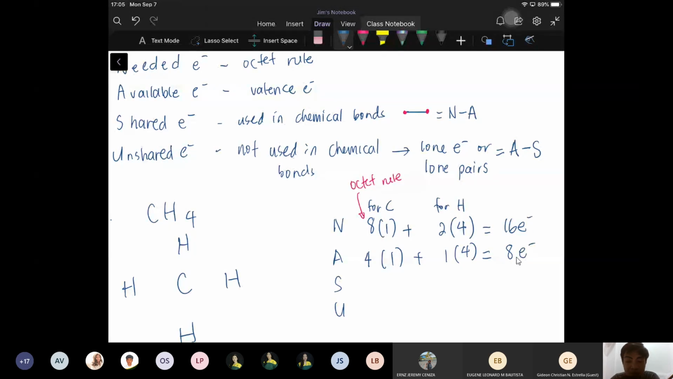Okay, so available electrons, we have 8 electrons now. Itatabi mo muna yan, sasave mo lang yan sa gilid. Okay, so sir, kailan na tayo pwede mag-draw ng structure?